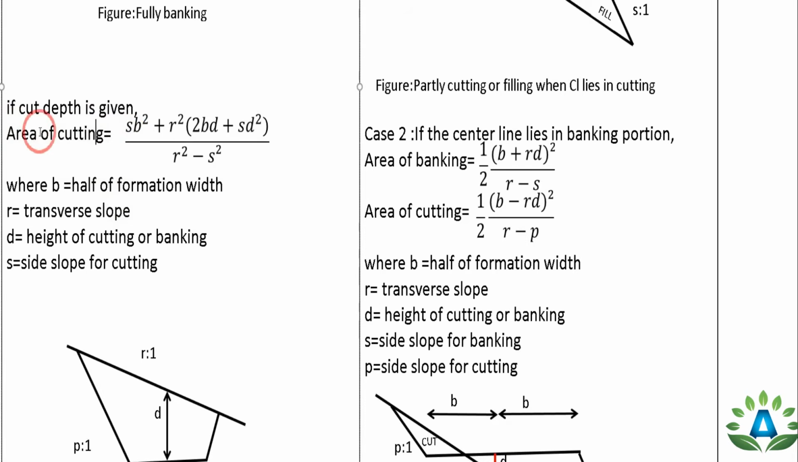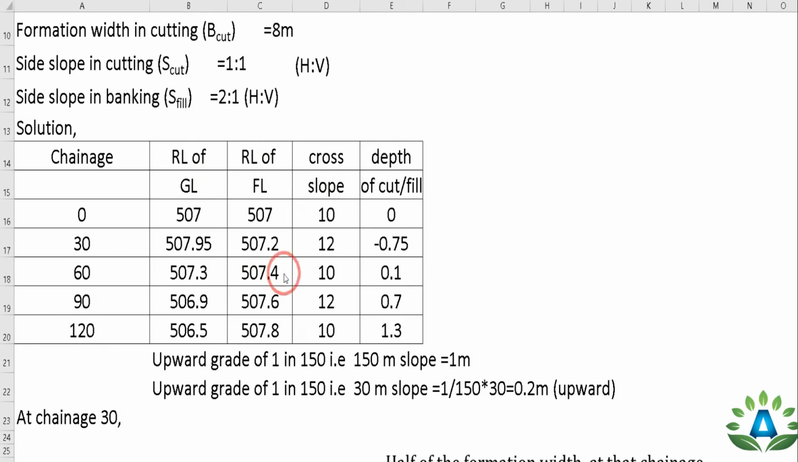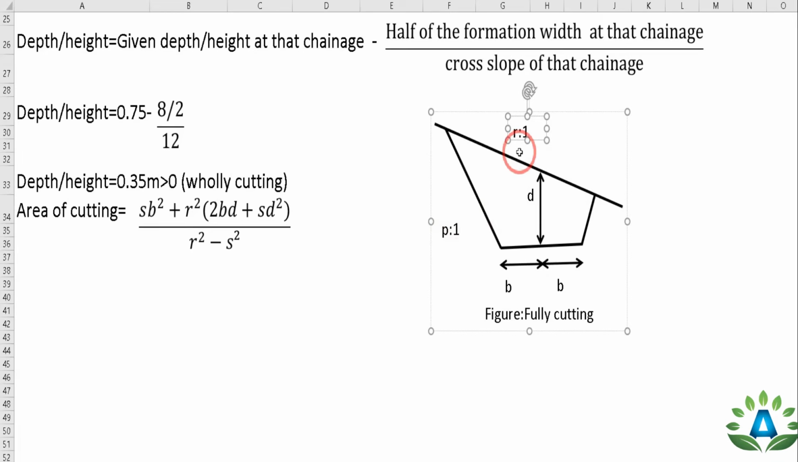Now we need to use this formula because we have this as area of cutting. So simply copy this formula, and in this value we need to put s as the side slope for cutting, r is the cross slope for that chainage, b is half of the formation width at that chainage, d is the depth. So here at the chainage of 30 we have r as 12, so here the cross slope will be 12:1, and its cross section will look like this, in which this portion is the depth of cutting.